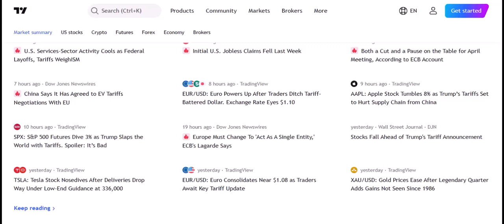Don't fall into the trap of constantly searching for the one magic bullet. Instead, focus on building a robust and well-rounded trading system.